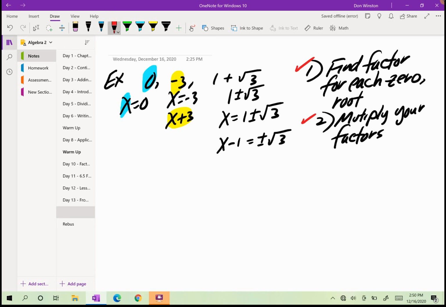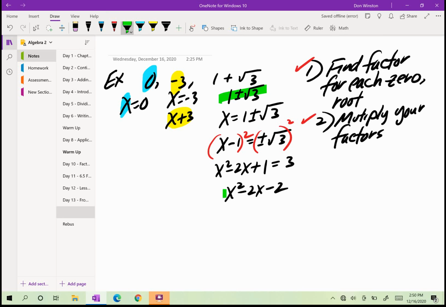And then you square both sides. So that would give you x minus 1 squared, that would be x squared minus 2x plus 1. And the square root of 3 squared, that's just equal to 3. Subtract 3, I get x squared minus 2x minus 2. So there's my third factor for the roots 1 plus or minus root 3. Okay? My third factor, I'm sorry. My root was 1 plus or minus root 3. My factor is x squared minus 2x minus 2.